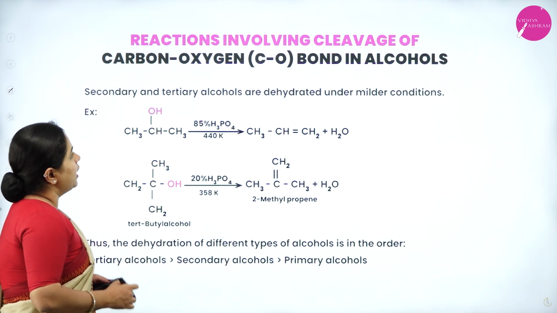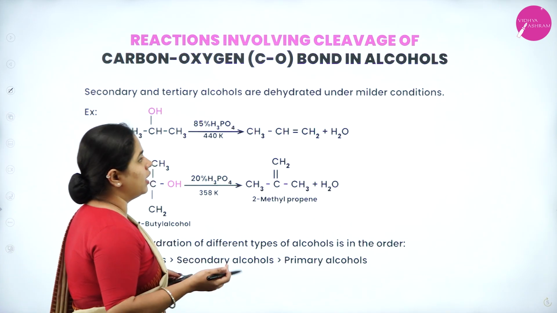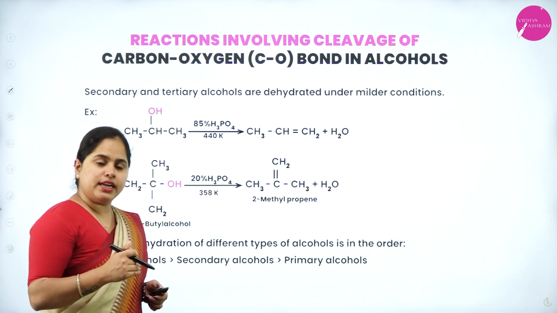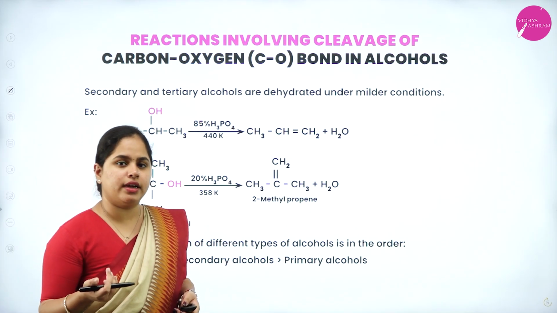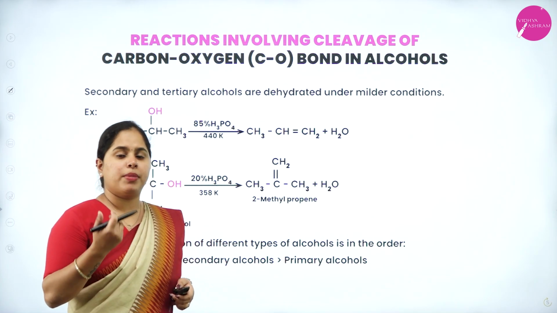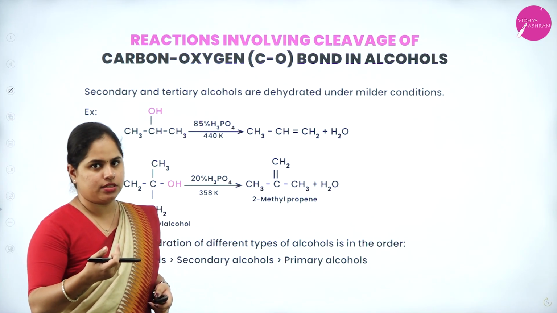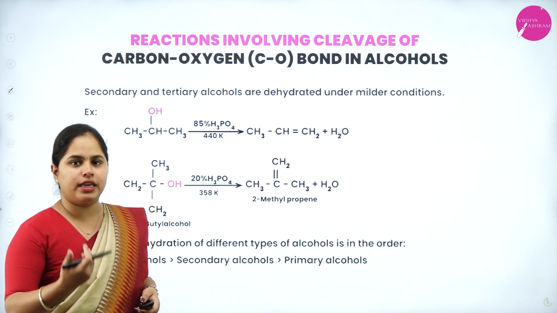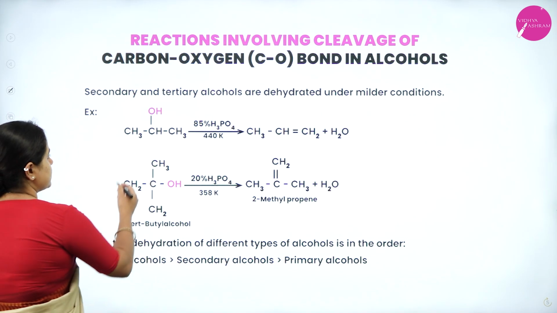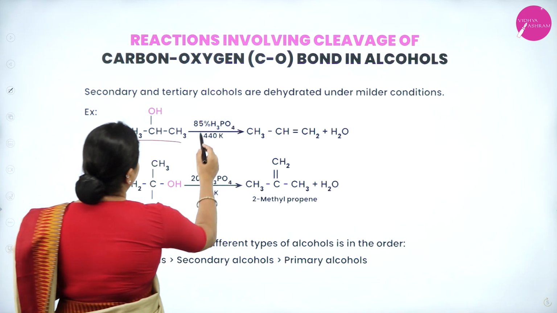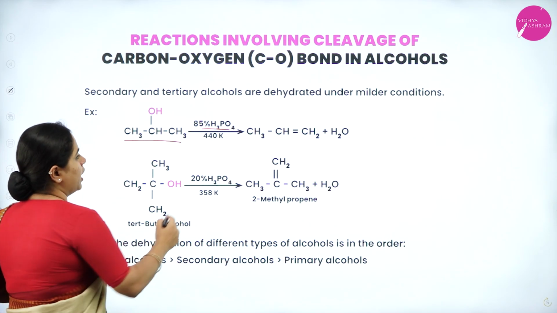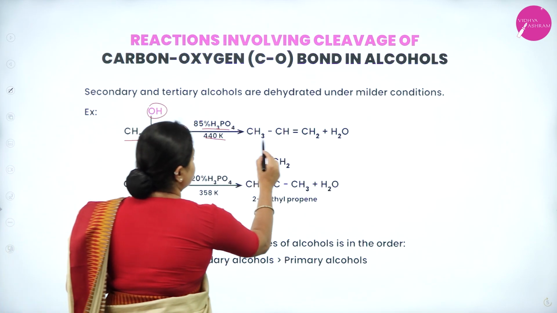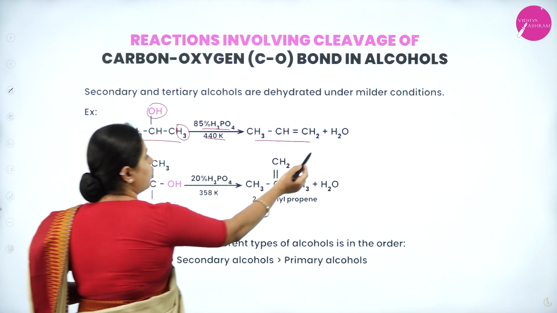Now, secondary and tertiary alcohols are dehydrated under milder conditions. The one we discussed was a primary alcohol. In the case of secondary and tertiary alcohols, they can also be dehydrated but under milder conditions. Primary alcohols require more drastic conditions: 443 Kelvin and concentrated sulfuric acid, which is a very good dehydrating agent. In this case, this is a secondary alcohol, so 85% phosphoric acid is required at 440 Kelvin. What happens again? OH and hydrogen are removed, so you get a double bond here, and water is removed.